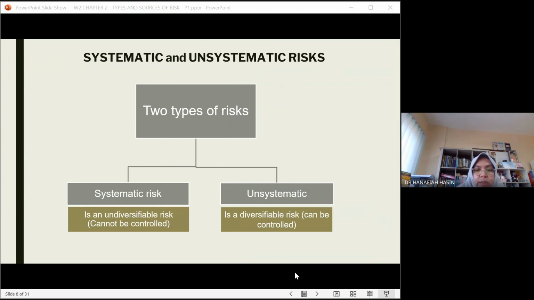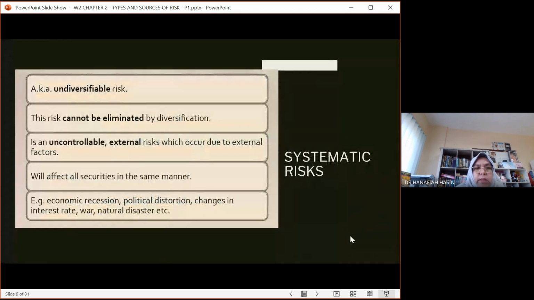That is related to the risk. Systematic refers to the market risk, while unsystematic is more on the individual. So let us look a bit at controllable and uncontrollable external factors. We look at systematic risk. Systematic risks arise from external factors, as I mentioned earlier, economic, political, or social in nature. It is outside of the investor's control, outside of your control.